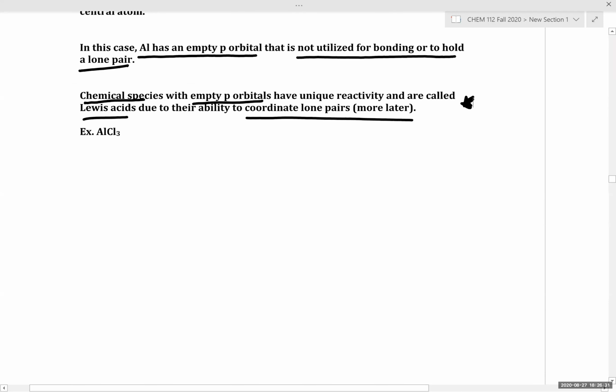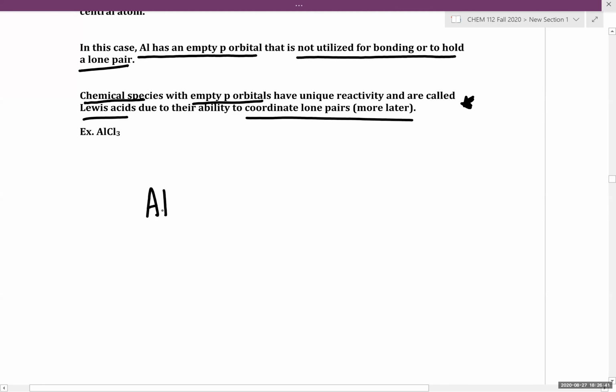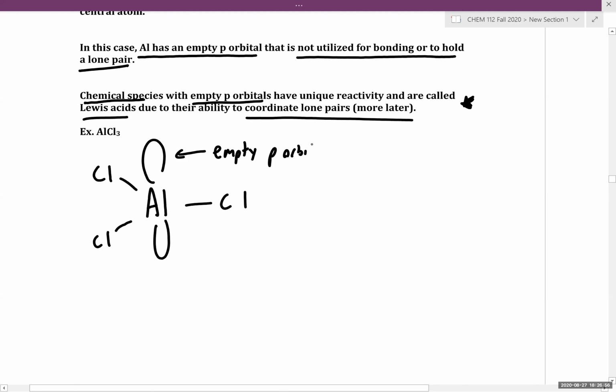So it wouldn't be 100% appropriate to invoke formally the idea of hybridization for aluminum, but the way that I like to think about aluminum chloride, as an analogy, is that aluminum has an empty p orbital, and this empty p orbital enables aluminum to participate in coordinating and function as a Lewis acid.